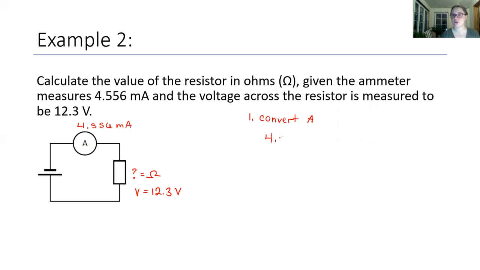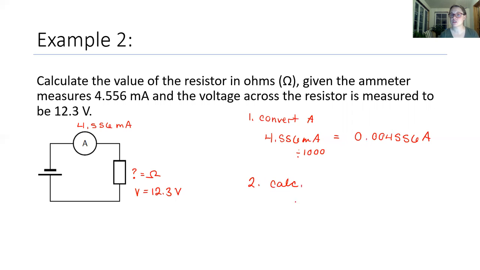4.556 milliamps. We have to divide that by 1,000 in order to get to amps. Equals 0.004556 amps. So a lot of decimals. That's one of the reasons why we like to use the term milliamps, is it eliminates some of those. Now we can calculate.